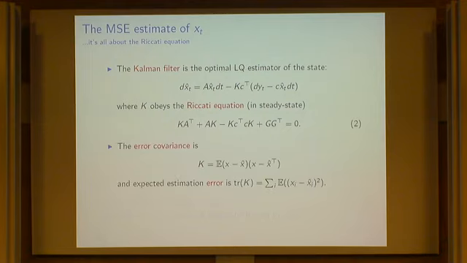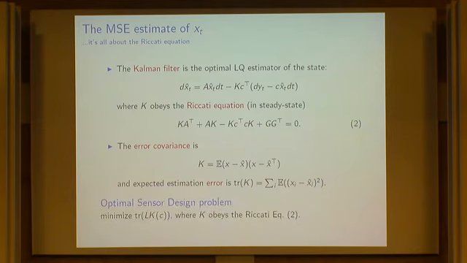And so this is not a completely trivial fact, but this matrix, this gain here, K, is the covariance of the error, as I mentioned before. So it is the same quantity that shows up here, that is a covariance of the error. And so the expected error is just a trace of this matrix.